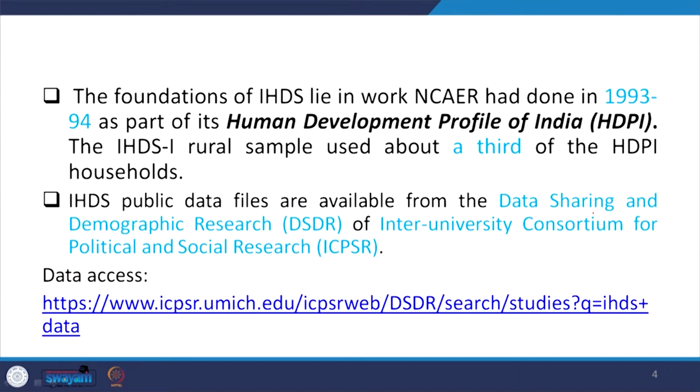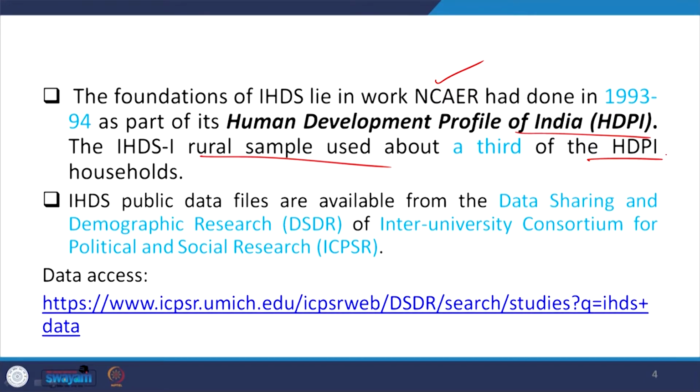Now, the foundation of the IHDS lies in work done by NCAER in 1993-94 as part of its Human Development Profile of India, famously known as HDPI. NCAER initially started its survey in this framework in 1993. IHDS 1 was carried forward to the next round. The IHDS 1 rural sample used about 1/3 of the HDPI. IHDS is famously known from its first round and second round, not the HDPI round. HDPI was done by NCAER only, not in collaboration with the University of Maryland. So, IHDS carried the rural sample, 1/3 of the information of the rural sample in HDPI.